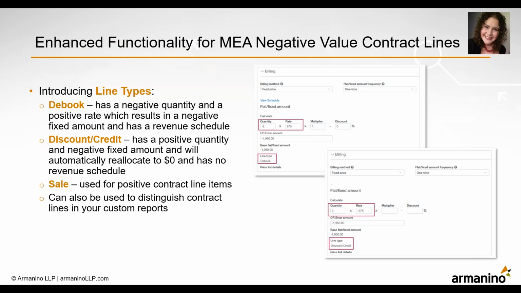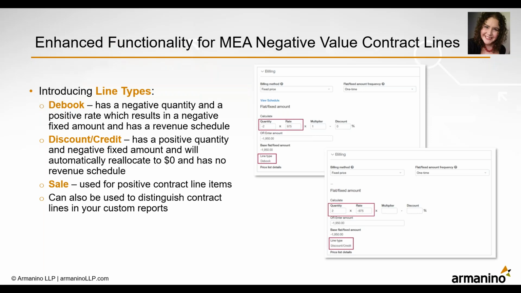Previously, the MEA allocation process only supported the first allocation that included a contract line. Now it will support subsequent allocations that include the same negative contract line. Both the debook and the discount credit contract lines will appear with negative amounts. And the amounts will appear in the available credits section when you select your invoices to pay.